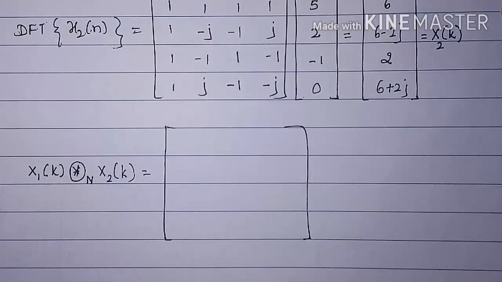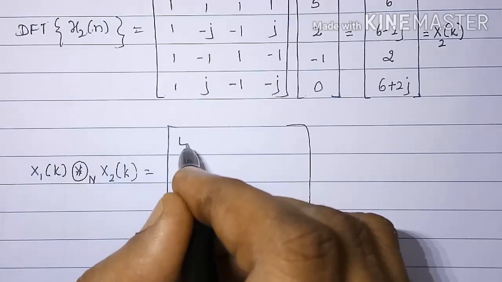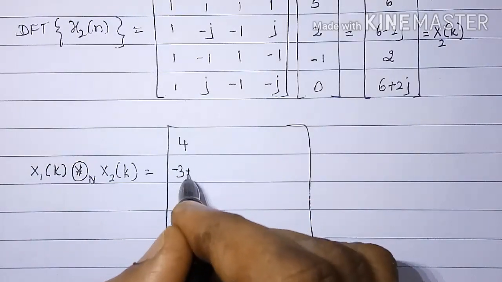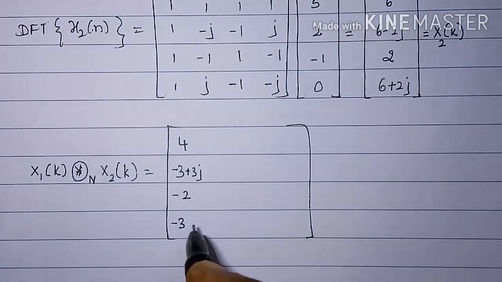You have learnt computation of circular convolution of two sequences in signals and systems. There you will be shifting one sequence by one sample every time. That is, in the first column you will write x1 of n as it is. See here, 4, minus 3 plus 3j, minus 2, minus 3 minus 3j.